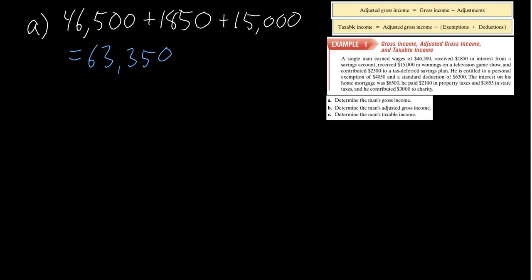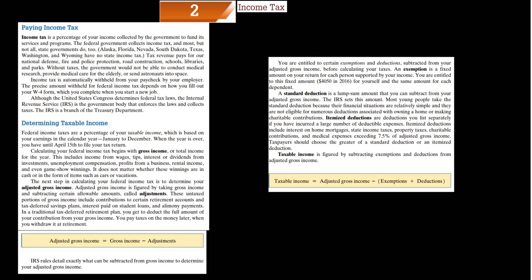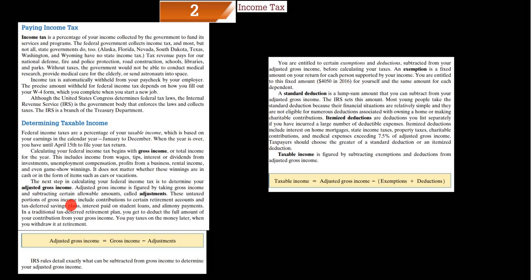Now we have to determine the man's adjusted gross income. The adjusted gross income is the gross income minus the adjustments. Well, in this particular case, his only adjustment is a contribution to a $2,300 tax deferred savings plan. Now this is why I went and read the entirety of all this, because in here we talk about adjustments. These untaxed portions of gross income include contributions to certain retirement accounts and tax deferred savings plans. So you honestly would not have seen it if you didn't read all this.